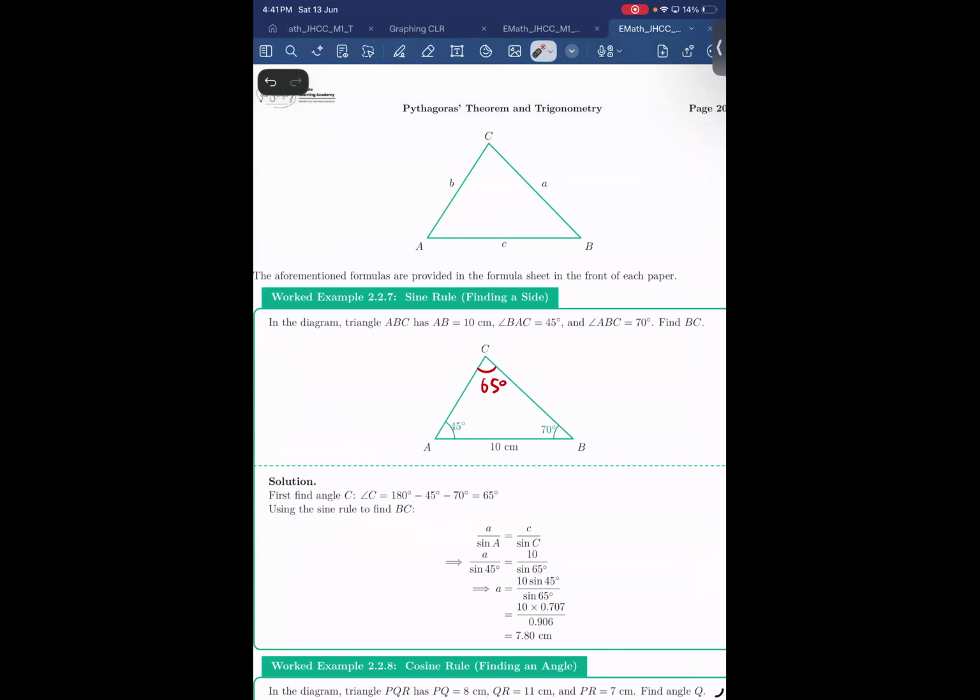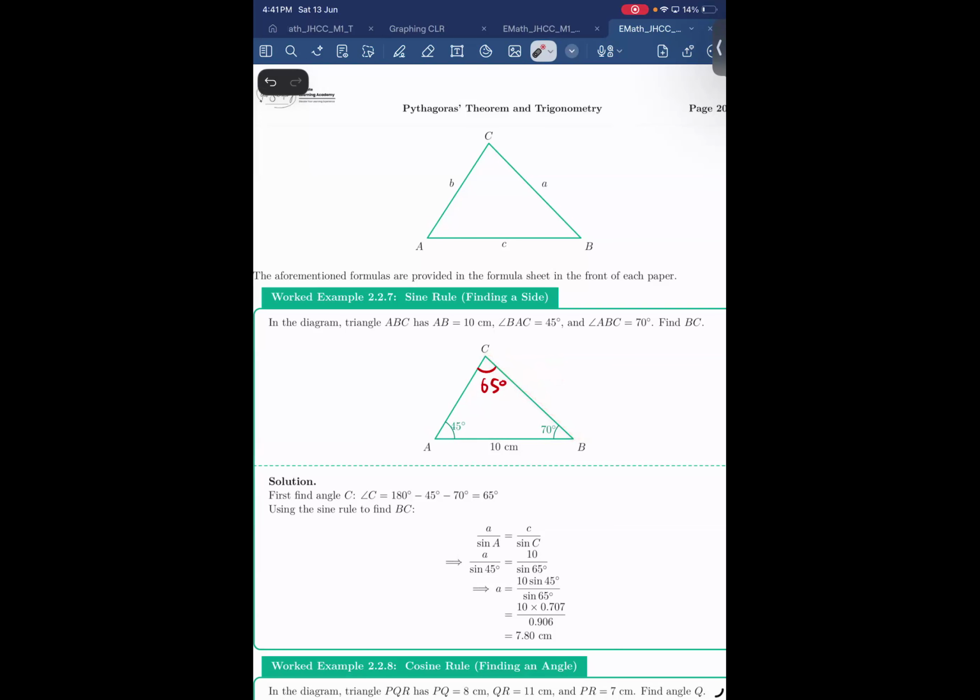So that means the small a, if this is, how do I say it? Maybe we look at C first. The letter C. So this is the capital C, capital C, 65 degrees. And the small c will be the length that's opposite it, so 10 cm. Then for capital A is 45 degrees. Then the length small a actually will be the length opposite it, which is going to be, in this case, what we want to find, BC.